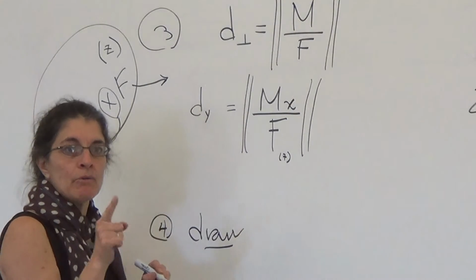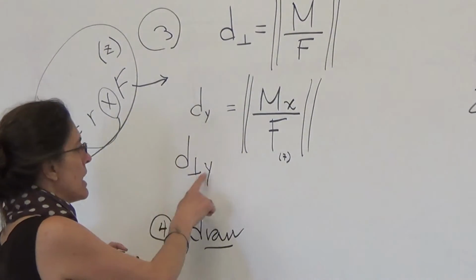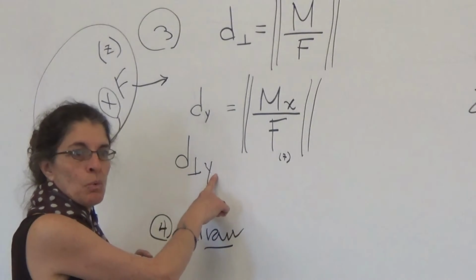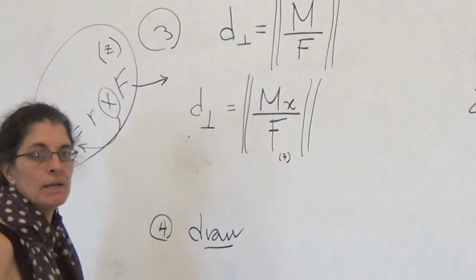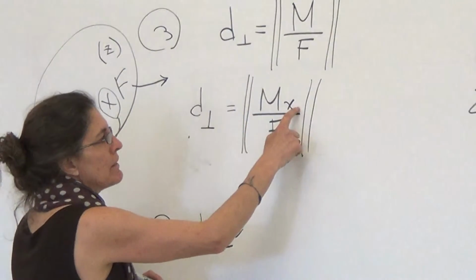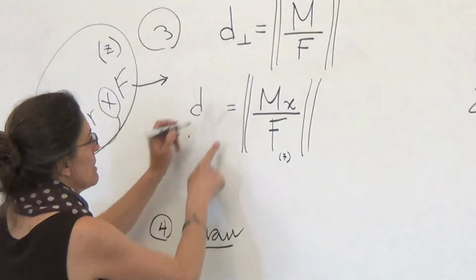The reason why I got rid of that perpendicular is sometimes people write it like this, and it looks like it's the perpendicular distance to the y. And that's a problem, right? So we started out with perpendicular, and we said the moment about the x divided by the force that's in the z, and the d is going to be in the y.